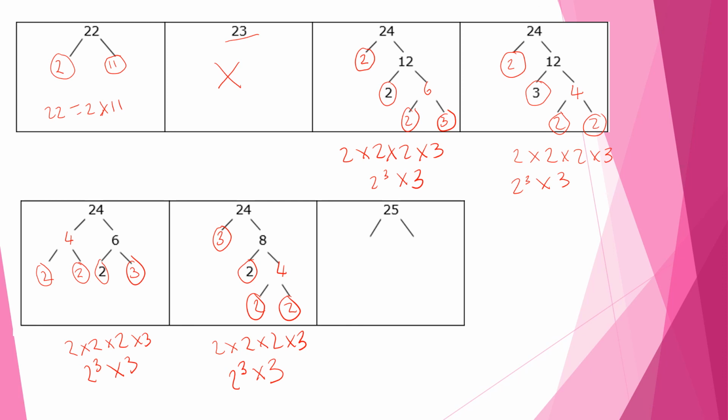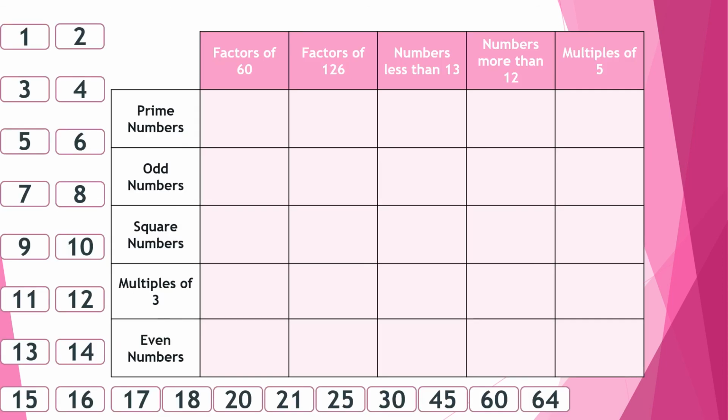Last one is 25, so we're going to do 5 times 5. Final activity then is to fill this grid in here. If we take the first one as an example, if I do the factors of 60, this is what I'll get. And then I need to think which of those are prime numbers and write them in the box. Which of those are odd numbers and write them in. Which ones are square numbers, and so on and so forth.